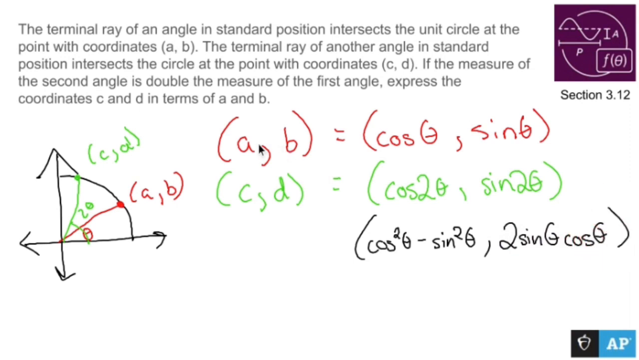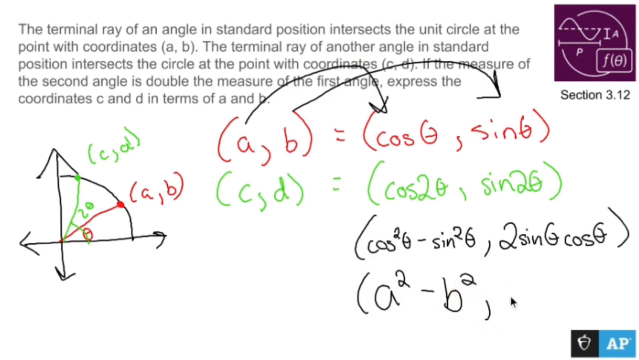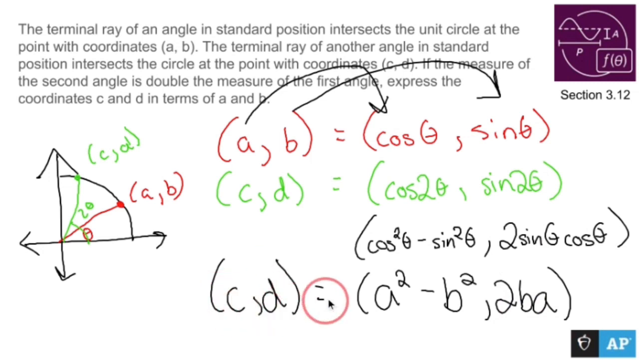Now, how is this going to be me turning A and B into C and D? Well, C and D is this now. If I called A cos theta, then I can replace every cos theta with A. So C, D is A squared minus, if I called B sine theta, then every sine theta is going to be B, so B squared. And 2 sine theta cos theta is 2 B A. So C, D can be rewritten as A squared minus B squared and 2AB, or BA.